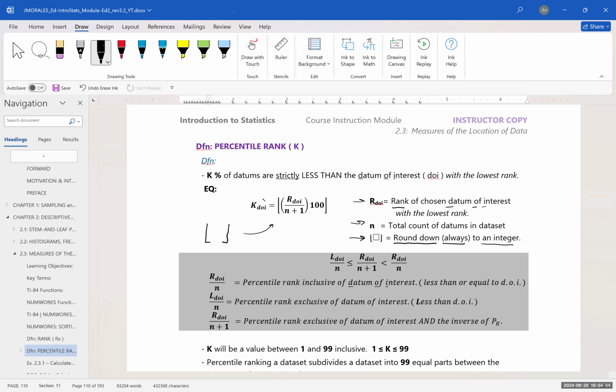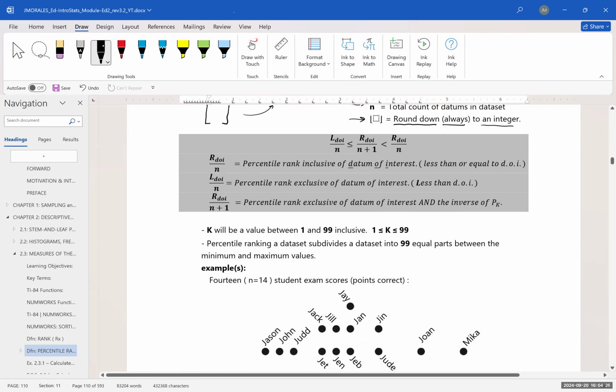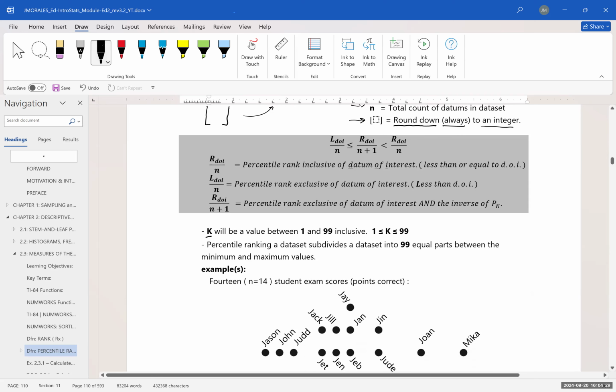When you use this formula, you end up with a percentile rank, and that percentile rank refers to the percent of datums that are strictly less than any datum of interest you choose. For now, we'll pass over this gray shaded box and keep moving. Percentile rank will be a value between 1 and 99. Percentile ranking a data set subdivides a data set into 99 equal parts between the minimum and maximum values.